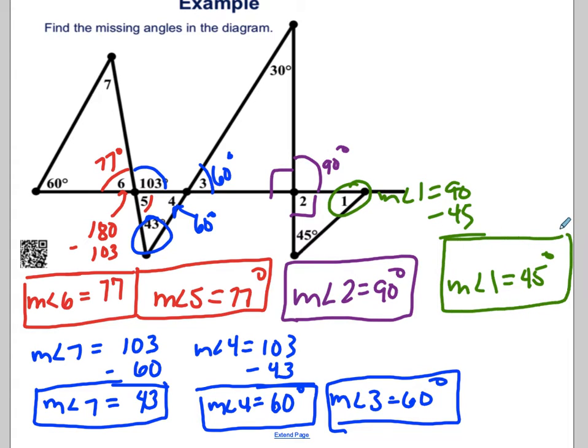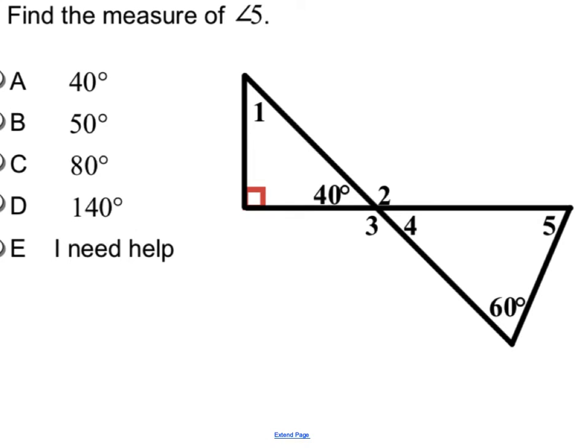All right, I hope that helps. Let's see if you can figure out this next one. This is a multiple choice, and they want to know the measure of angle 5. So try to use a theorem and try to work where you know at least one of the angles in a straight line. Try to pause this video. If you're ready to hear the solution, here it goes.